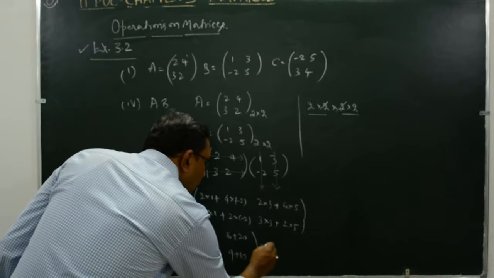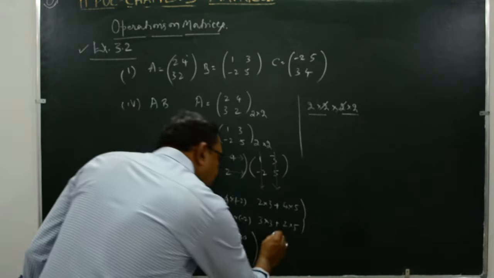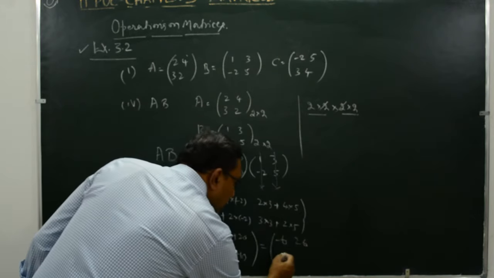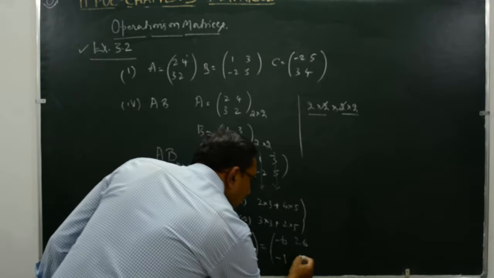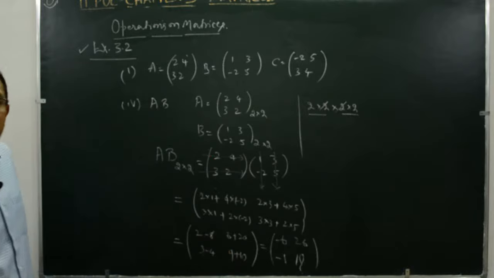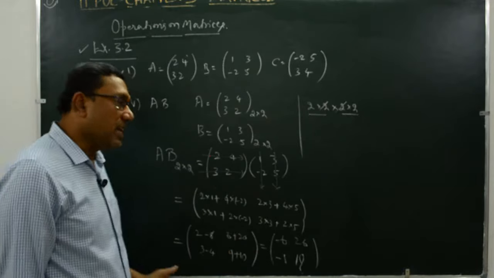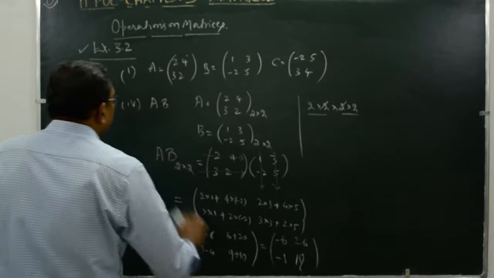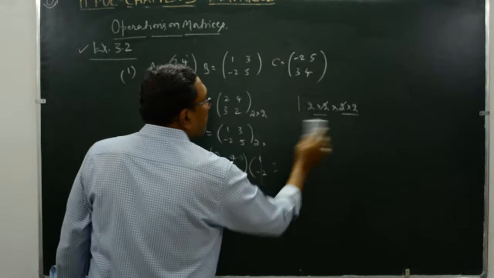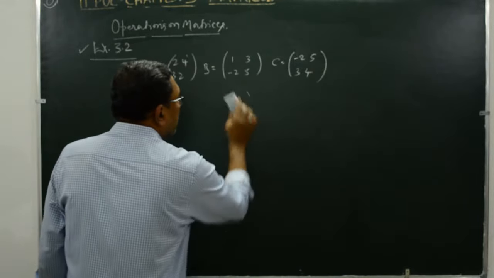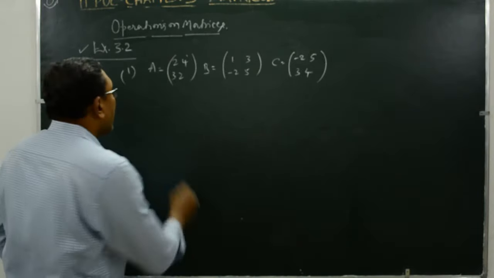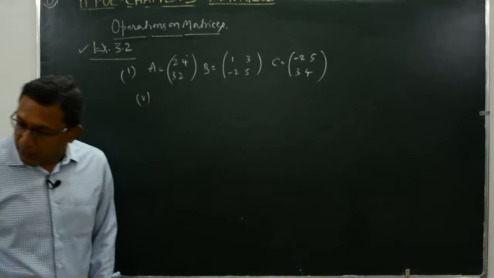So the resultant matrix will be [-6, 26; -1, 19]: 2 minus 8 is minus 6, 6 plus 20 is 26, 3 minus 4 is minus 1, and 9 plus 10 is 19. So this is the resultant matrix of AB. Let's see what is the last one we are looking at. The fifth one is we need to multiply B and A.